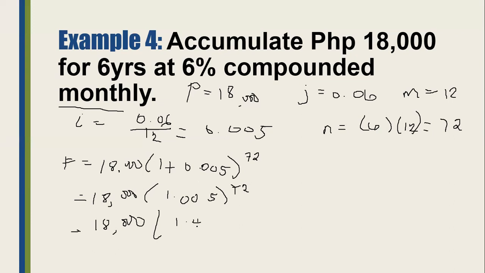So we have 1.43, 20, 44, 278. Then multiplied by 18,000. So after 6 years, our final value is 25,776.80. So that's it. Our final money is 25,776 after 6 years compounded monthly.